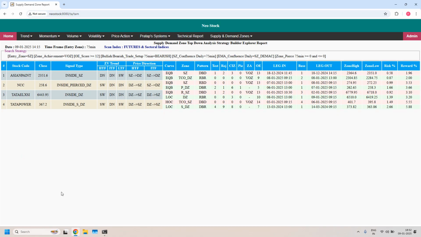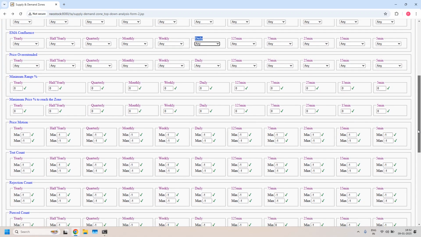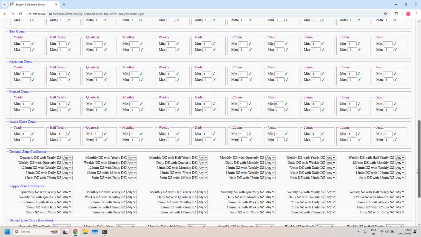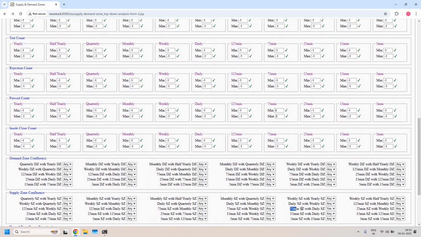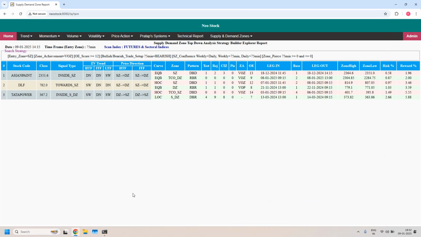Okay, this is about LTF, ITF and ITF EMA confluence. Next, let us look for LTF, ITF and HTF zone confluence, supply zone confluence. Removing EMA filter. In the supply zone confluence, I have to enable 3 filters. First filter is already enabled. Second filter, 75 minute zone with weekly supply zone confluence. Daily supply zone with weekly supply zone confluence. With all the 3 filters, LTF, ITF, HTF, we got 3 stocks.